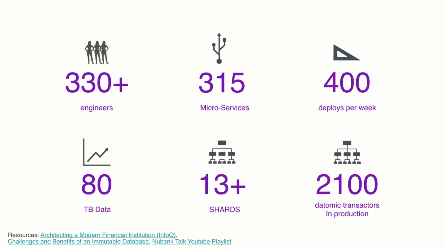Some numbers about our engineering team. We have more than 330 engineers working right now, with more than 315 microservices. We estimate that we have 400 deploys per week, and more than 8 terabytes of customer data. I'm not talking about logs being generated by services here. And this data is sharded across 13 shards. Also, to run Datomic, we keep an infrastructure with more than 2,100 Datomic transactors.